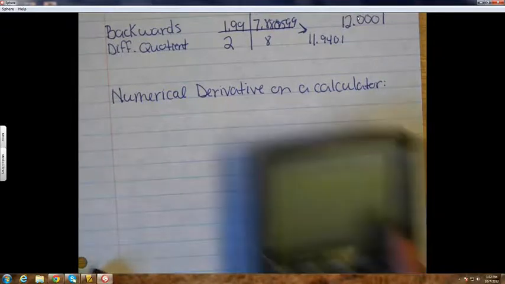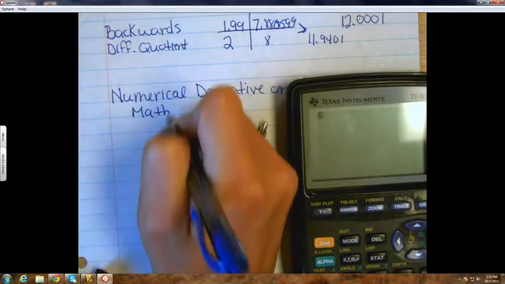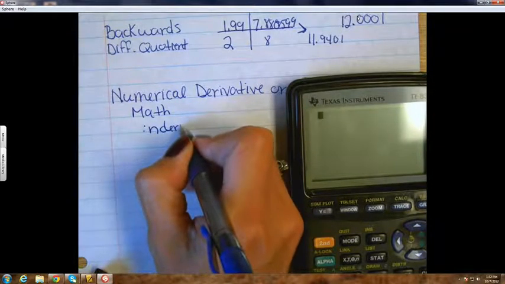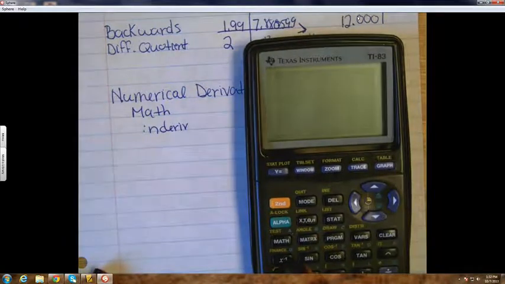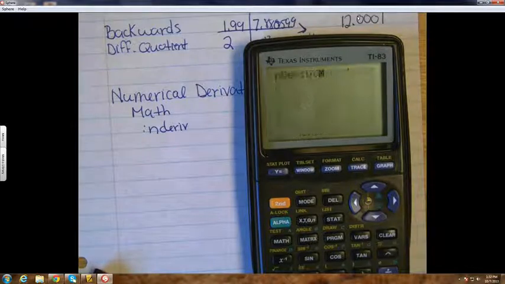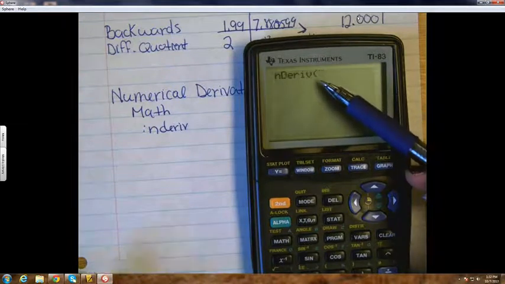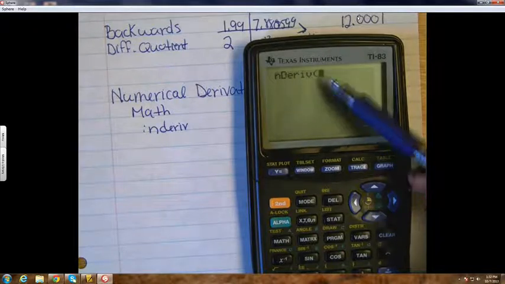You are going to go under Math. You're going to look for n-deriv. That's numerical derivative. So Math, you arrow down, and on mine it's the 8th function, n-deriv. Now, the newer operating systems, this looks completely different, so definitely take your calculator out. You still have to feed it the same 3 things. But I don't have a newer operating system to show you on here, so if you can't figure it out, I'll show you in class.